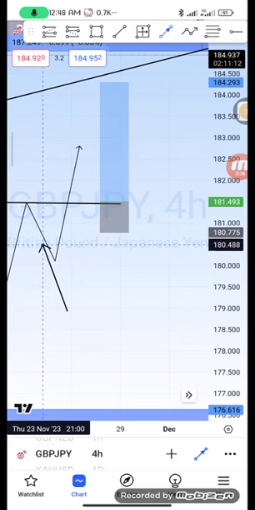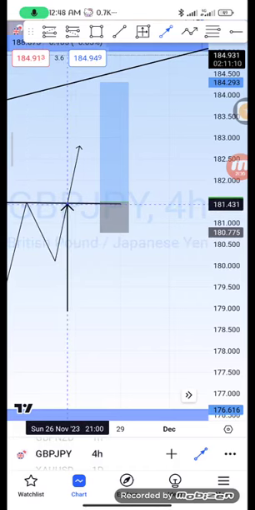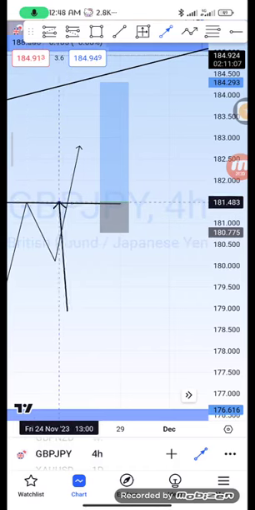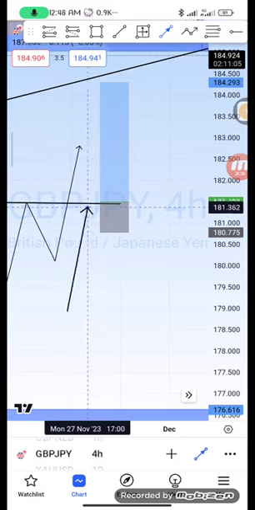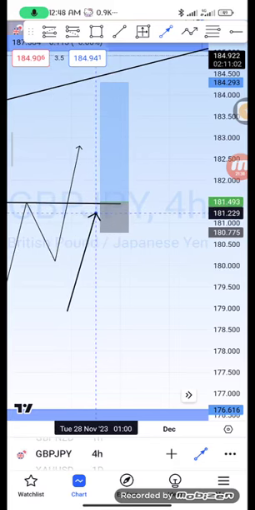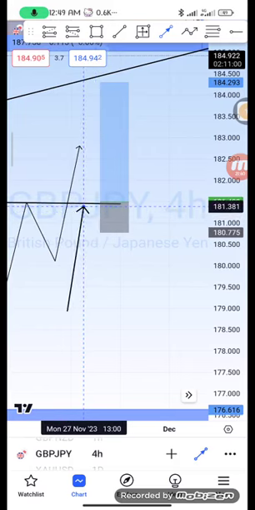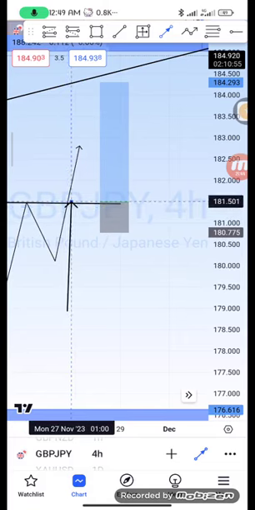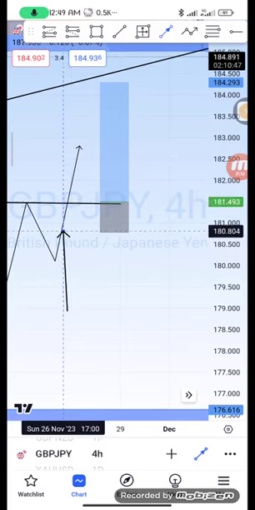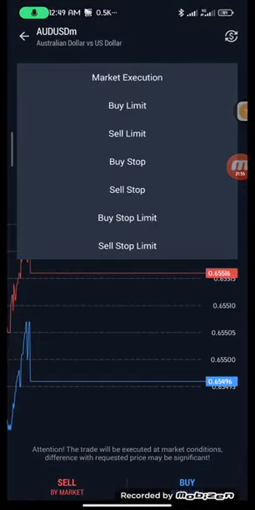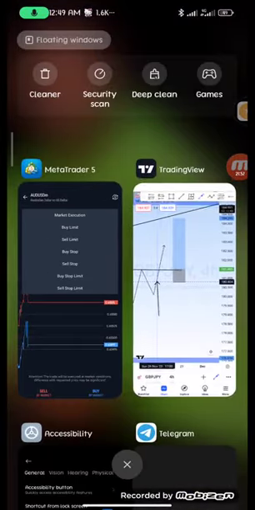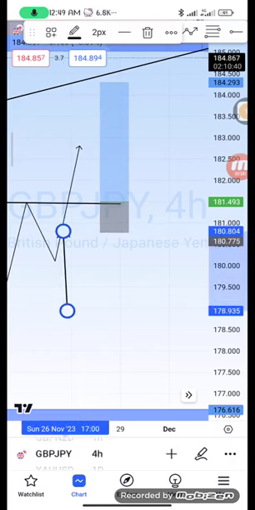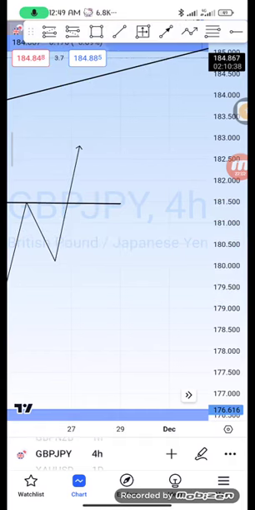Buy stop means immediately the market passes out from that zone, from that support line you drew, the market is automatically buying, opening a position for you instantly. So once the market moves from here and reaches that place, bam, a position will be opened, created for you. So the same thing also applies with sell stop. Sell stop is the inverse.